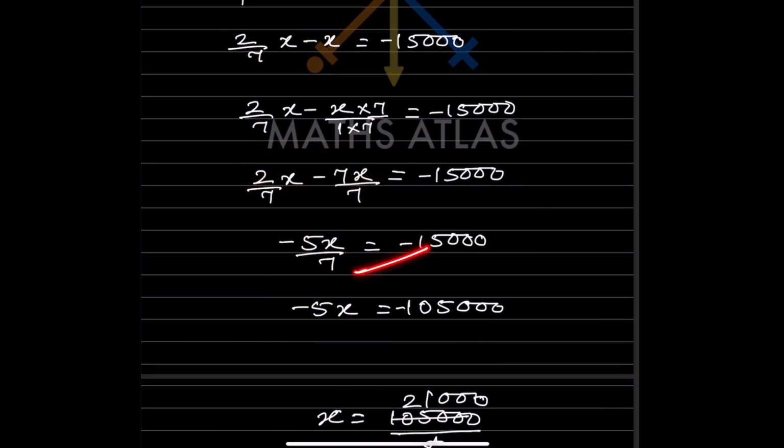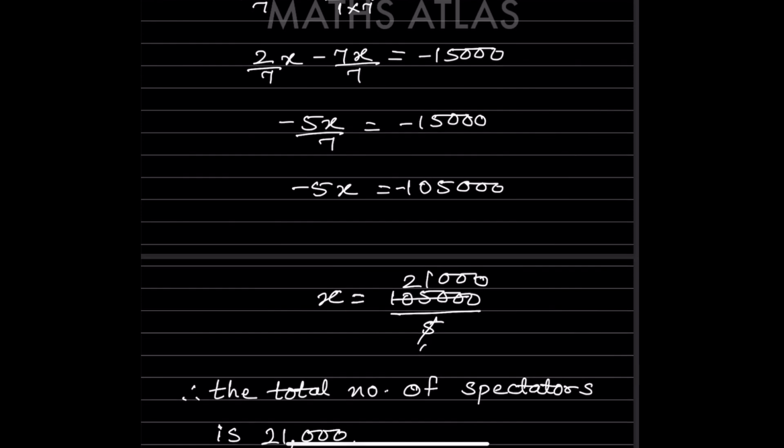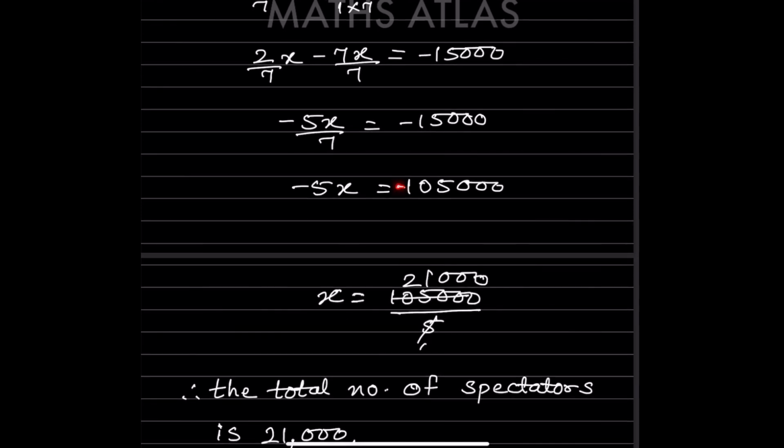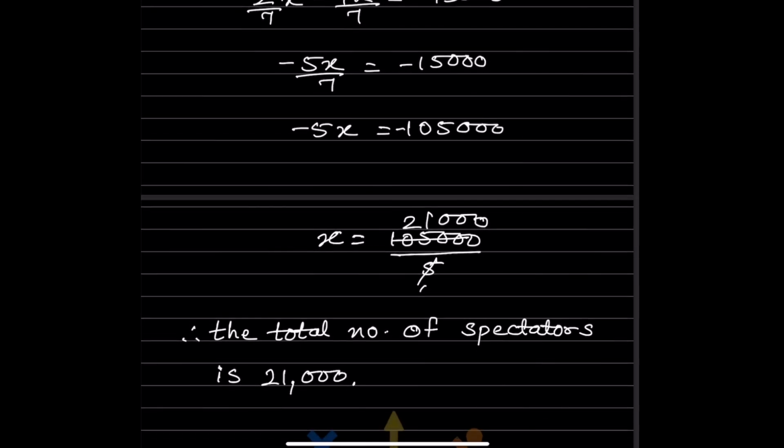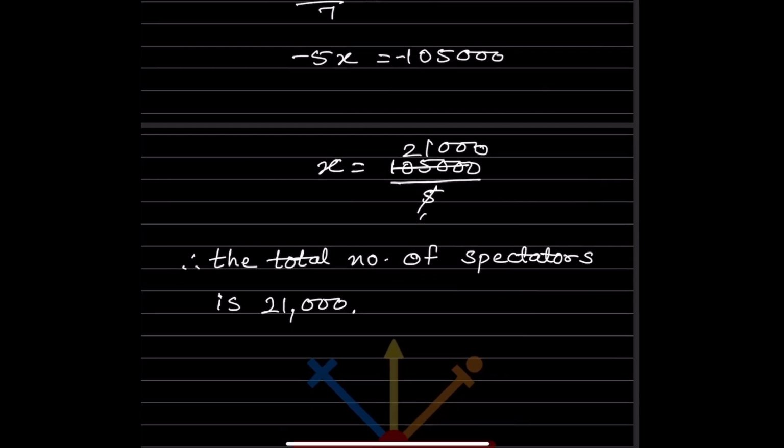Now this will go on this side. So minus 5x is 105,000 when you multiply this one, that will be minus. X is going to be, now see here, minus and minus. You can also cancel over here. You can put it here, and then you can cancel it. Both ways is the same. So now here, that is going to be 21,000. So number of spectators, we have considered the spectators, that is 21,000.